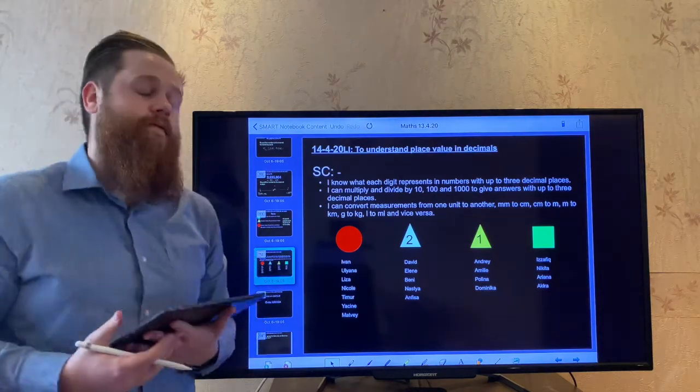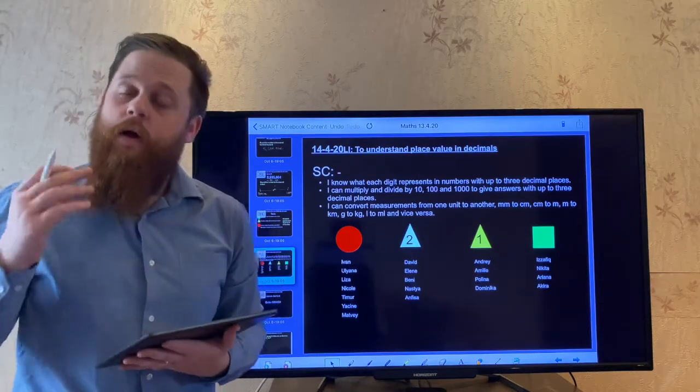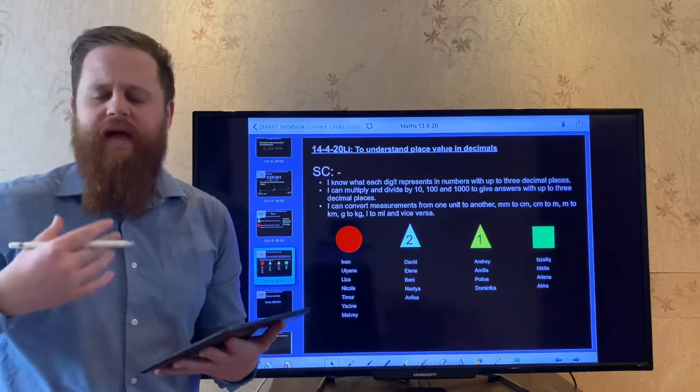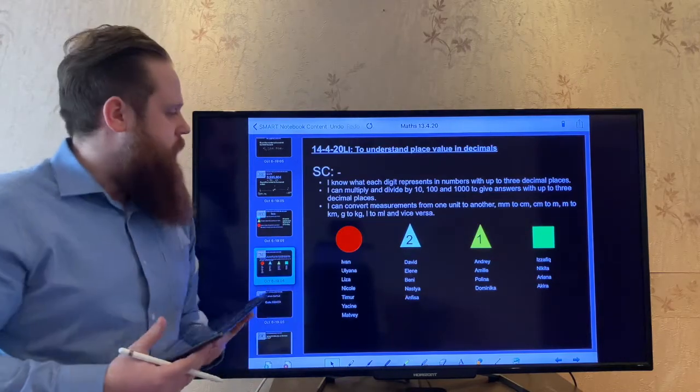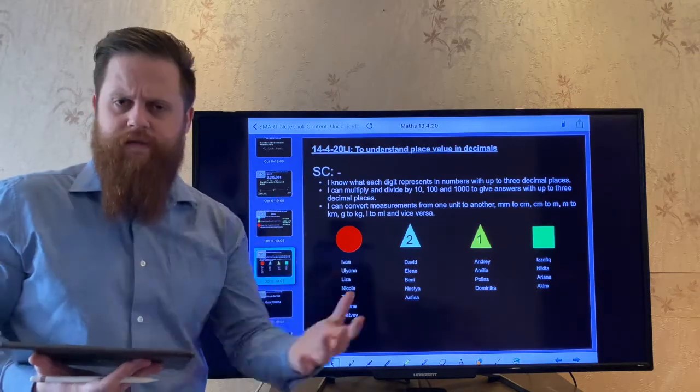It is Tuesday the 14th of April and today we are going to be looking at place value again, but with decimal numbers this time and multiplying by 10 and 100. Now again, like yesterday, we're going to stick to what we'll be doing in school, building up for our SATs.